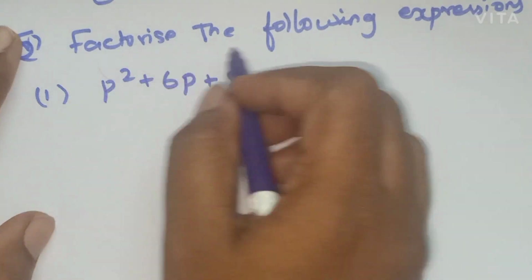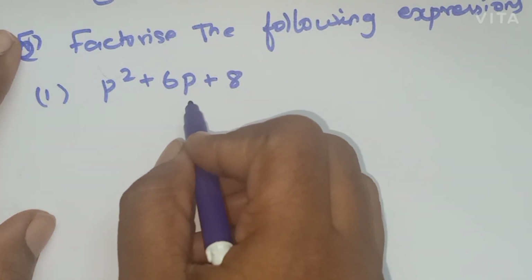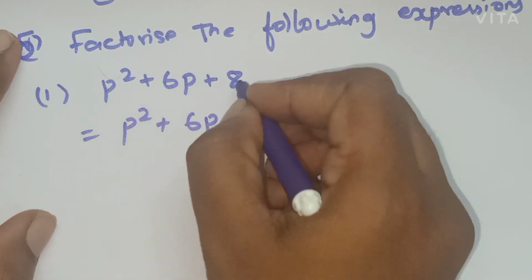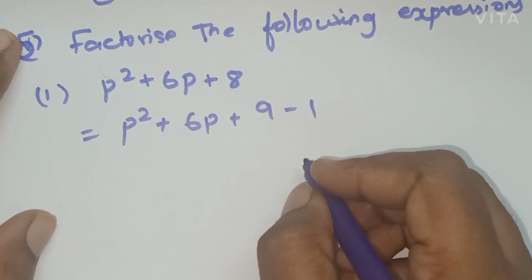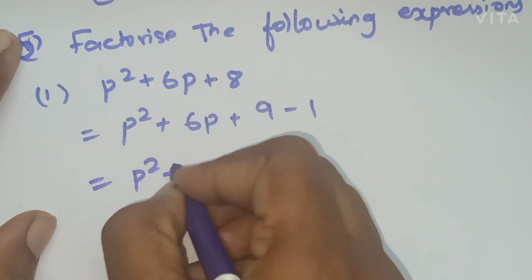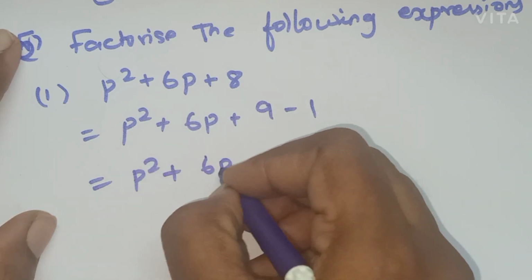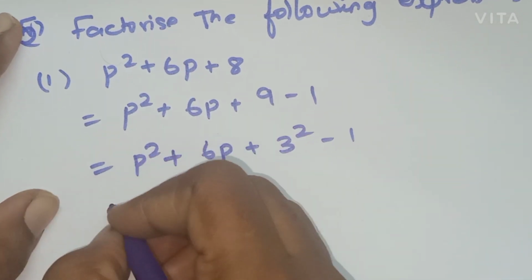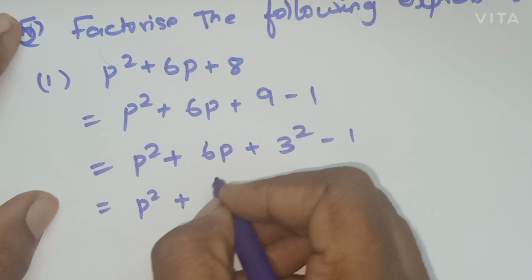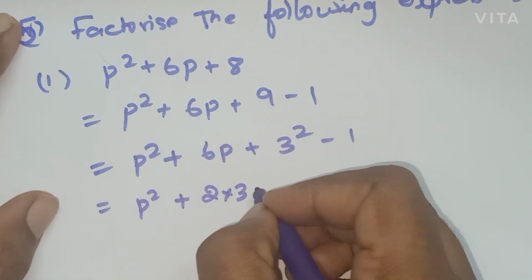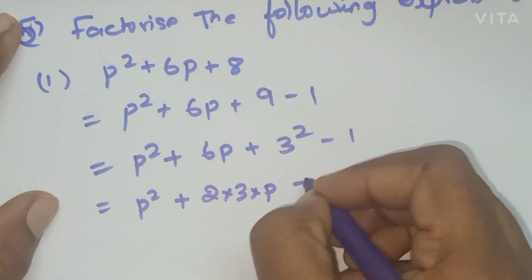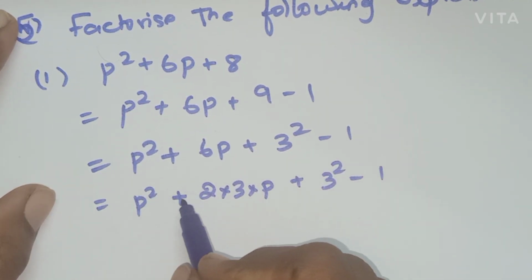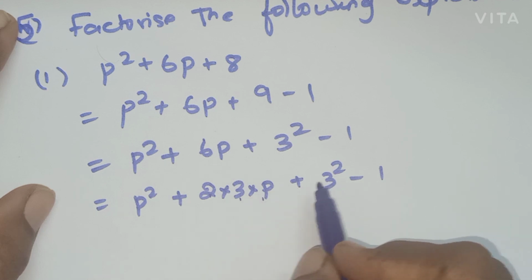Fifth sum, factorize the following expression: p square plus 6p plus 8. Now I can write p square plus 6p plus 8 as p square plus 6p plus 9 minus 1. Now p square plus 6p plus 9, we can write it as 2 into 3 into p plus 3 square minus 1. Now we can observe that it is of the form a square plus 2ab plus b square.